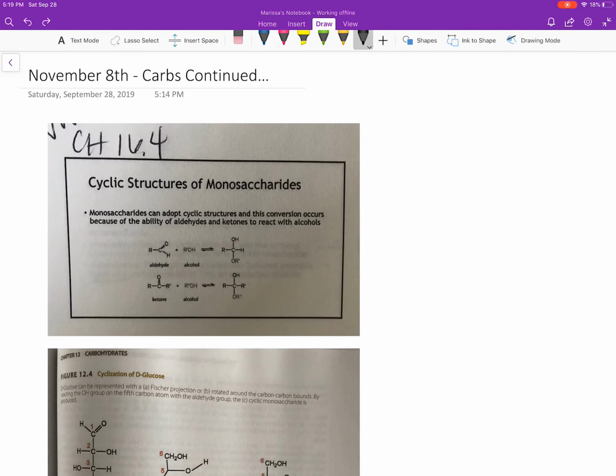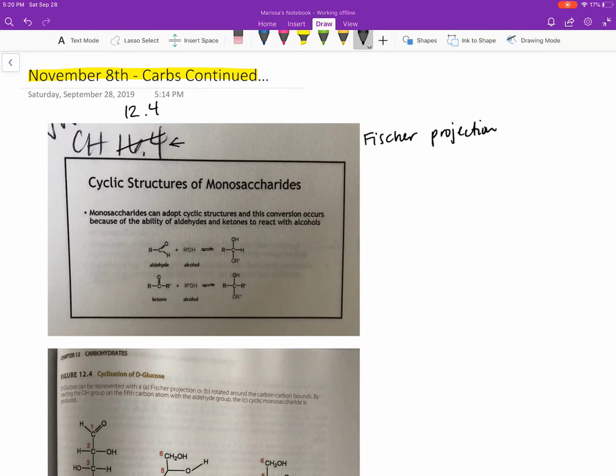Okay, so today should be November 8th. Carbs continued. We're going to finish chapter 12. Remember, this is chapter 12 in the new book and chapter 16 in the old book. Now, everything we saw about carbs or sugars, monosaccharides, last time was in what's called the Fischer projection. This is the one where they kind of look like a fish.